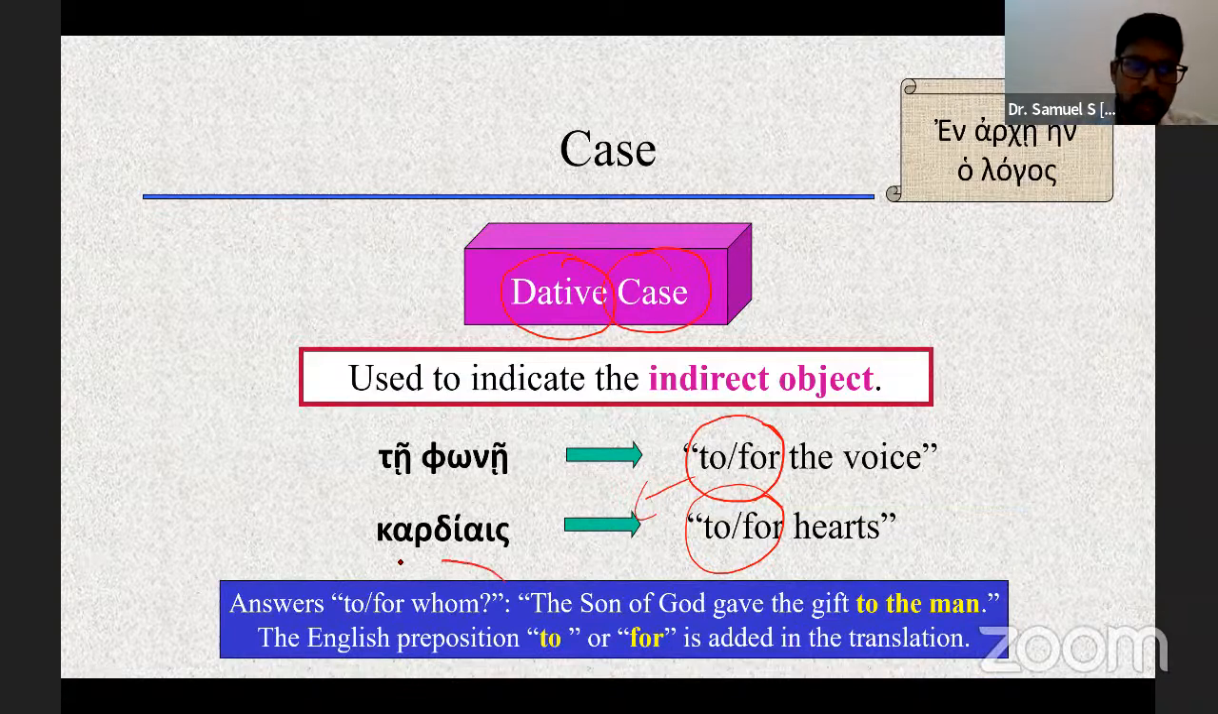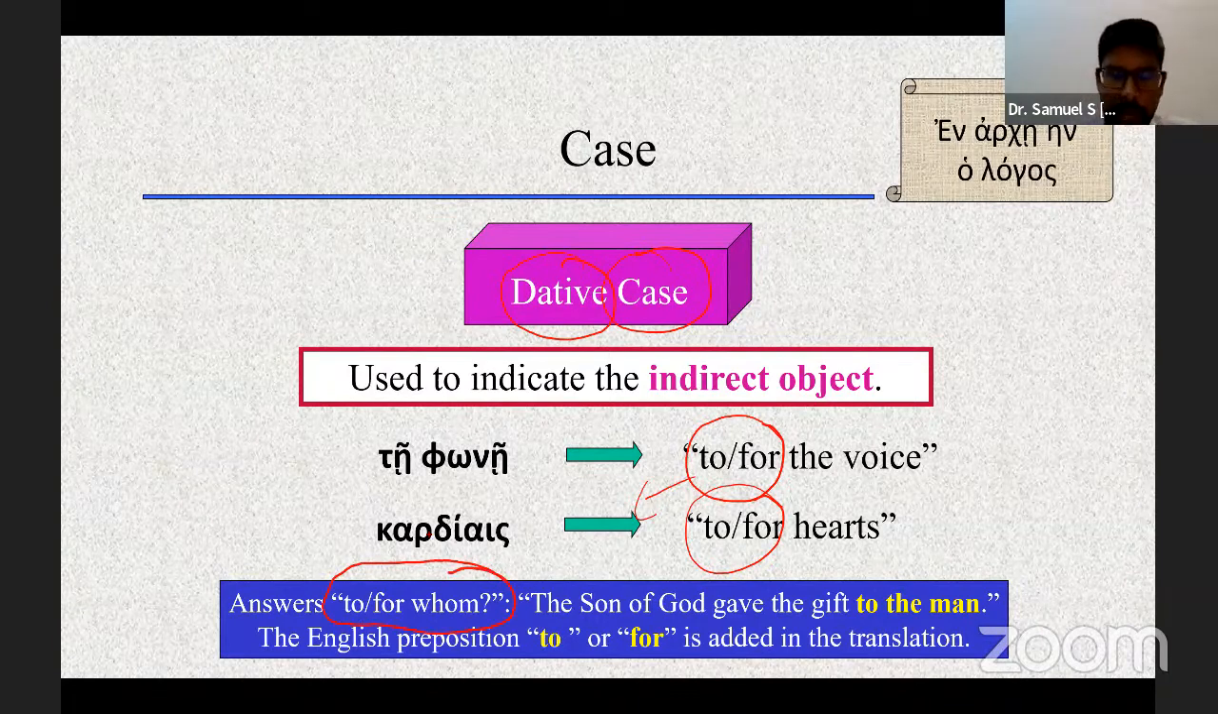And it answers the question. The dative case answers the question: to or for whom? The Son of God gave the gift. The gift is the direct object. To the man, indirect object. Okay.